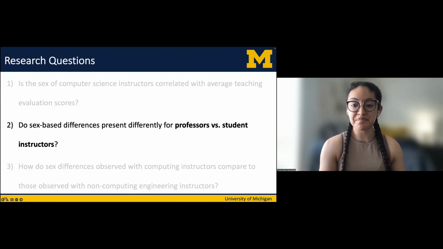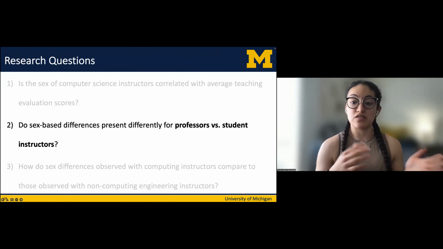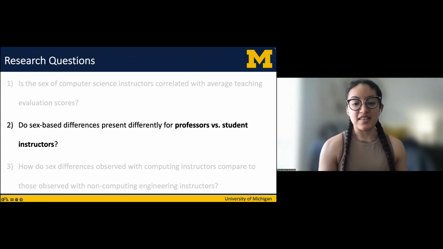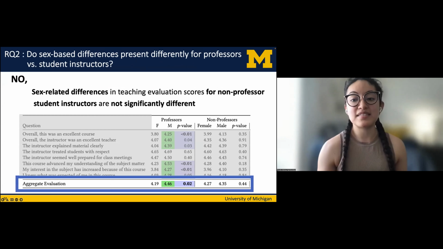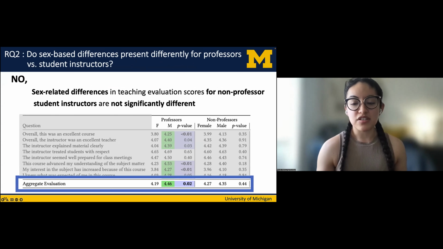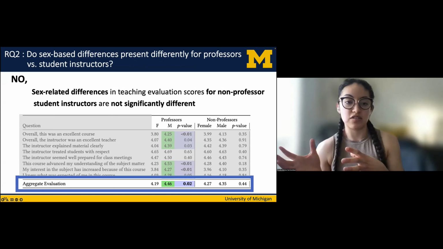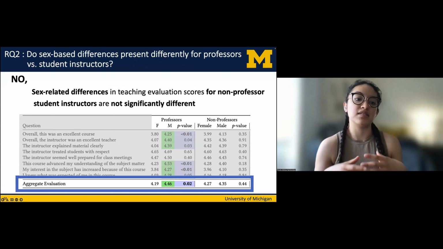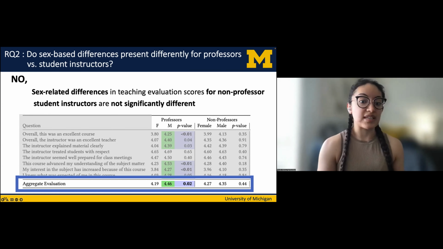Next, we also looked at the possible biases that might exist in student instructors. So we wanted to compare with the non-professors and see what we could find. Interestingly enough, we also did not find sex-related differences in student teaching evaluations, meaning we did not find sex biases for student instructors. We find this very interesting because we expected student instructors and professors to face similar biases, especially because they're pretty much being evaluated by the same or similar students, but we did not.